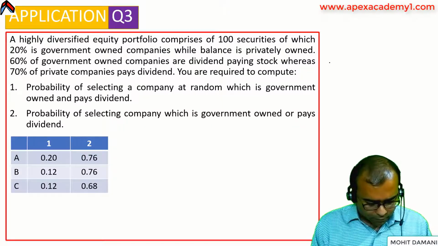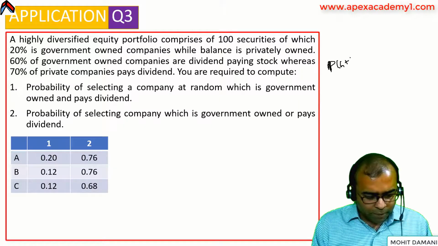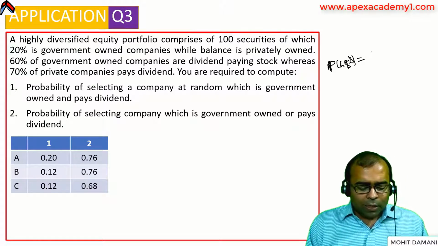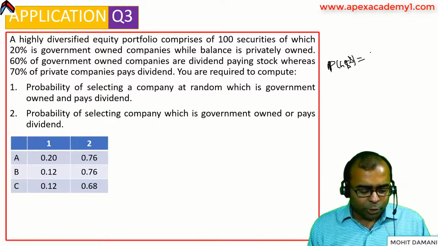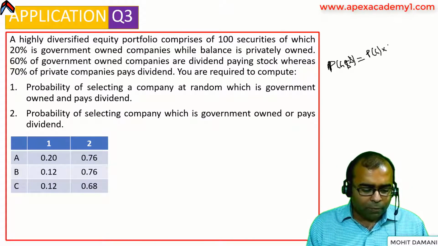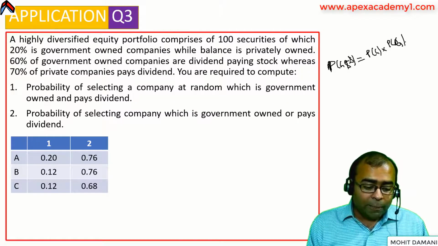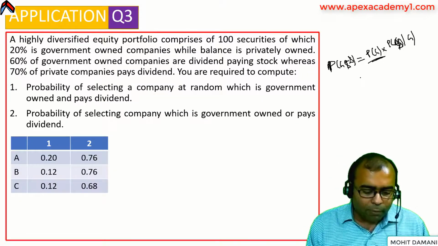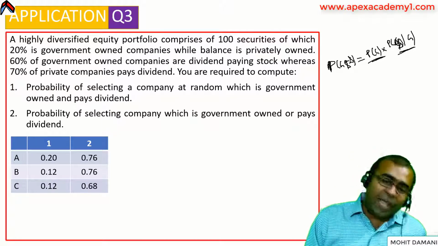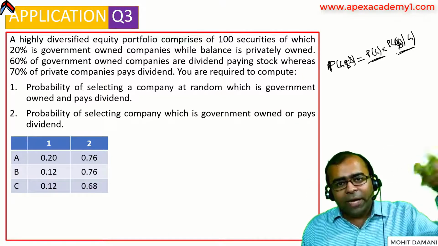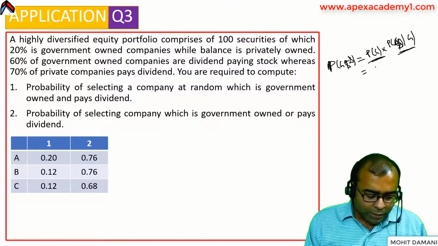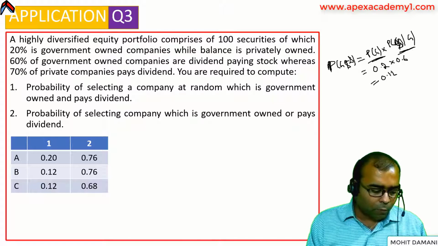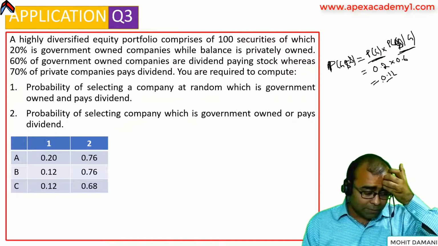P of government and dividend paying, which is the joint probability. The joint probability formula is probability of government times probability of dividend paying given government. So if you recall, there was conditional probability. What is the probability of it being government, and what is the probability of paying a dividend given that it is government? P(A given B) into P(B). So that's how it works. It is 0.2 into 0.6, which equals 0.12. That's the way we calculate it. So you get the same answer.